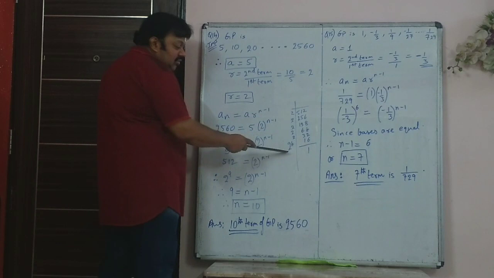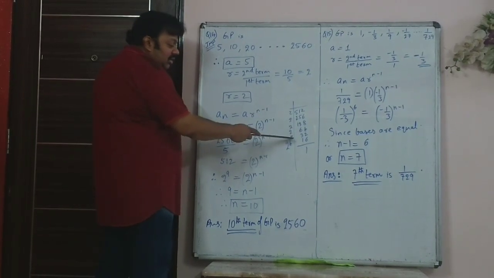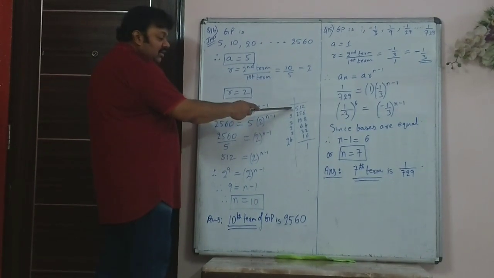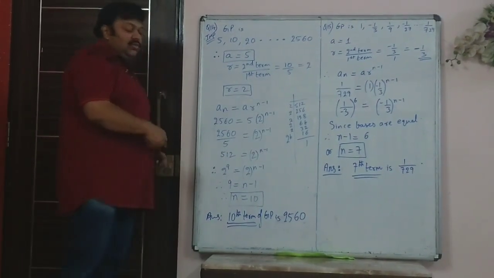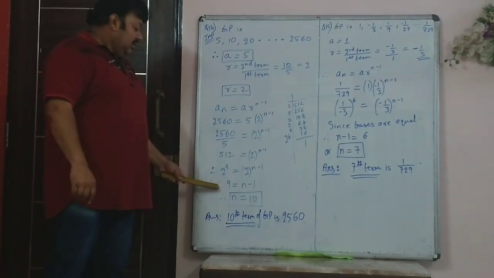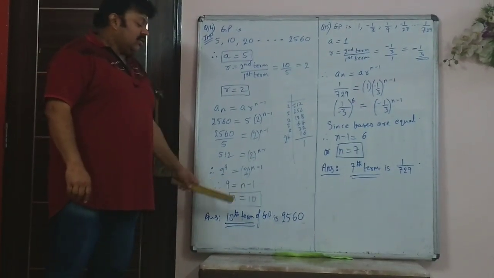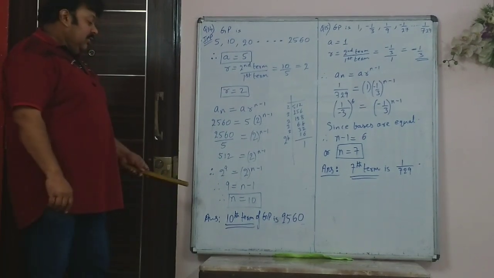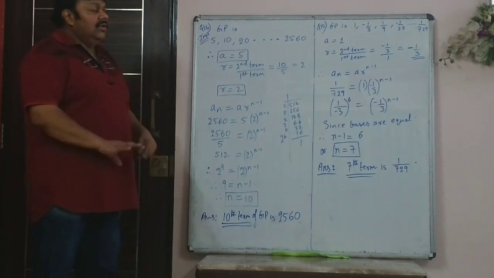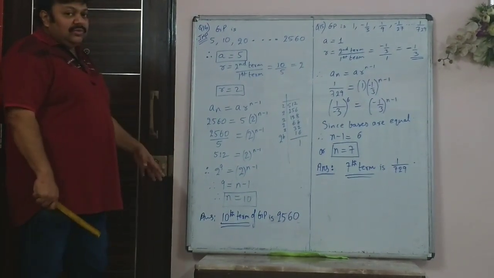You know 16 is 2 raised to 4, and then 2 raised to 5, 2 raised to 6, 2 raised to 7, 2 raised to 8, 2 raised to 9. So 2 raised to 9 is 2560 upon 5, equal to 2 raised to n minus 1. So 9 is n minus 1 or n is equal to 10. So the 10th term of this GP will be 2560. So this is how you do such a sum.